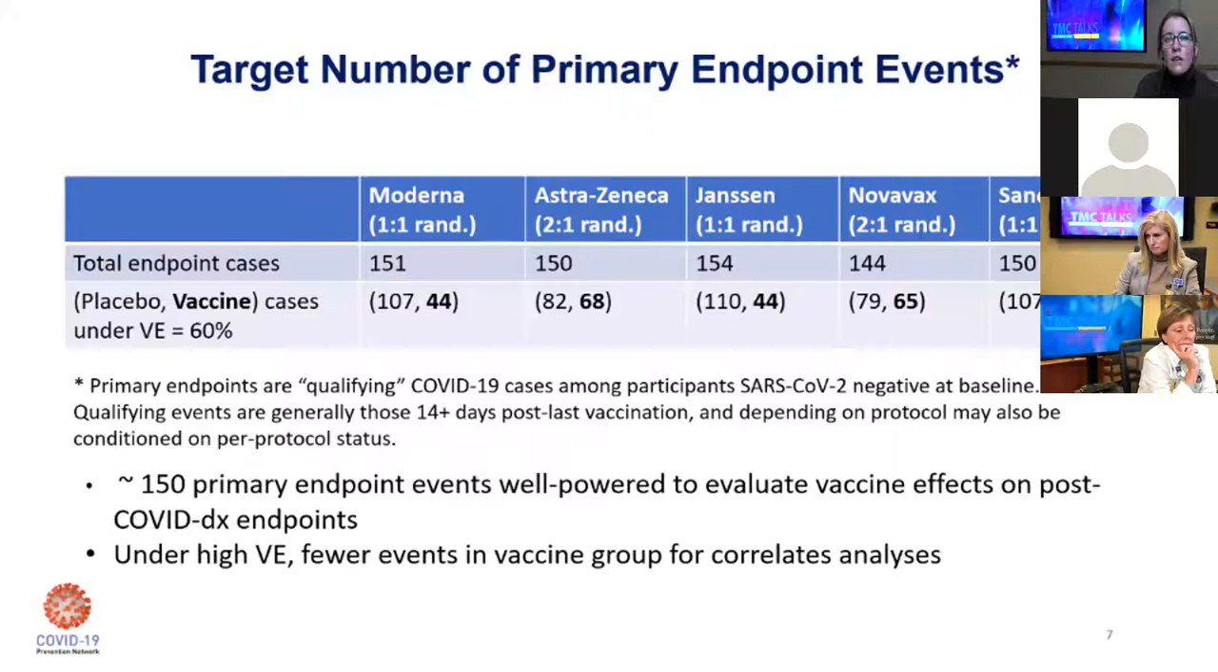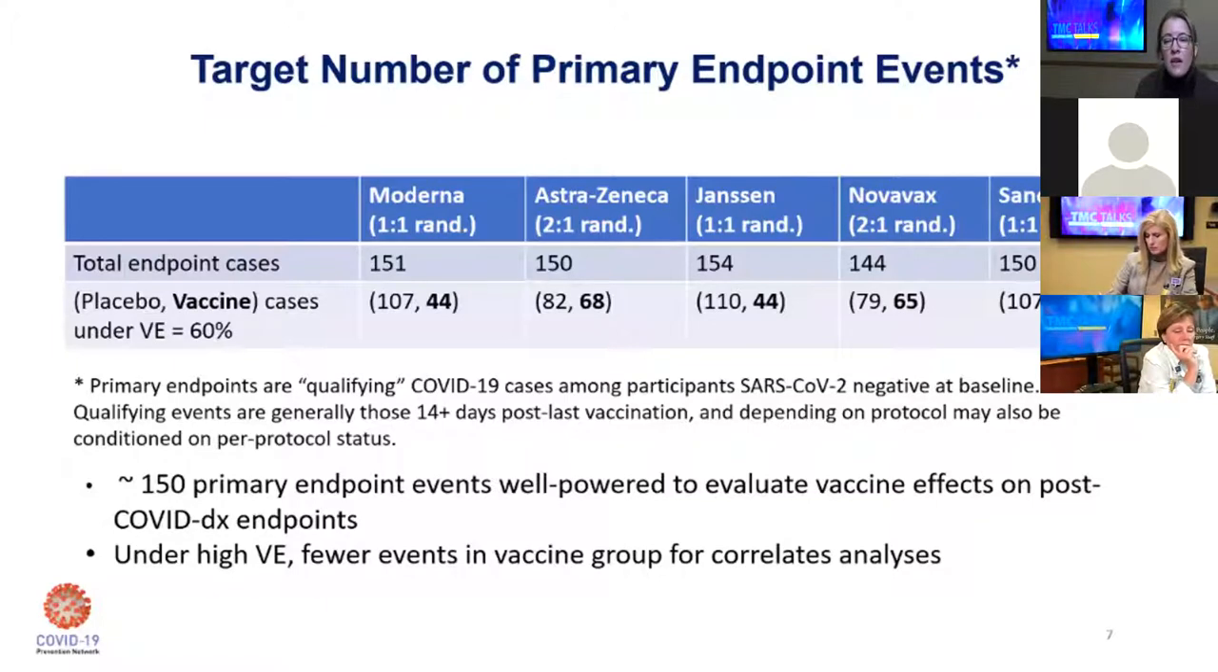Given the data that was recently presented this week, well presented, not published, by Pfizer, it is likely that we'll see higher protection with this vaccine, so that 60% vaccine effectiveness may be higher, which means we may be seeing more cases among the placebo group than the group that received the vaccine.